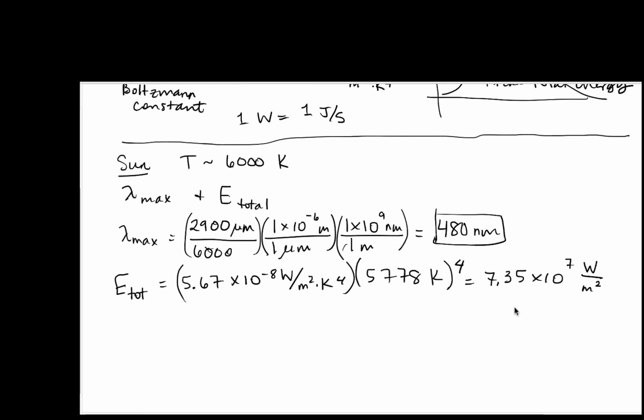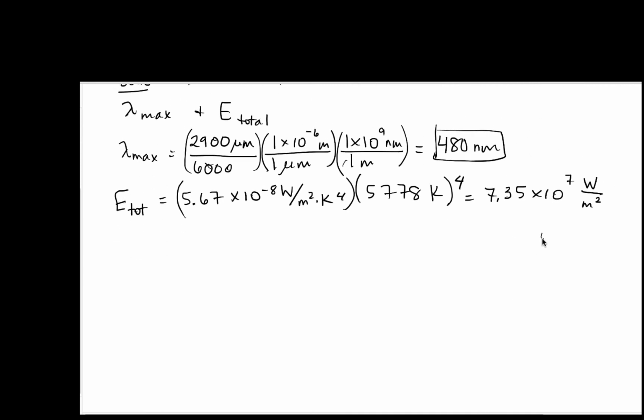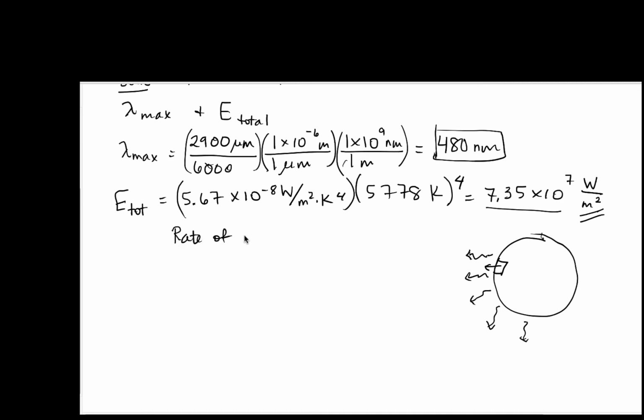So this amount of energy being emitted by the sun would be the amount of energy coming off right at the surface, and in all directions. But it's per meter squared, so we're talking about a little surface area on the sun. For each one of these meter squared units on the sun, we're getting 7.35 times 10 to the 7 watts, which is joules per second. So this is a rate of energy being produced.